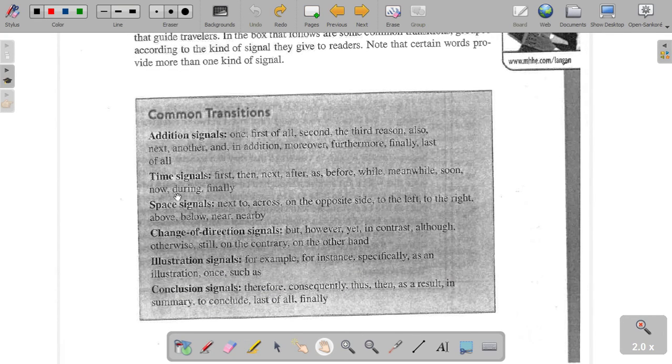So certain words work for more than one transition, but you want to commit a lot of these to memory so you're not using the same ones over and over again. So, addition signals. Basically this means when you come up with a new point. You could have first of all, second, the third reason, also, next, another, and, in addition, moreover, furthermore, finally, last of all. Lots of different ways to use these.